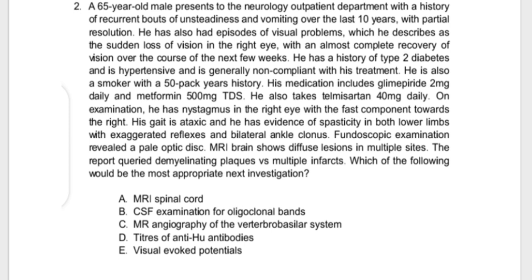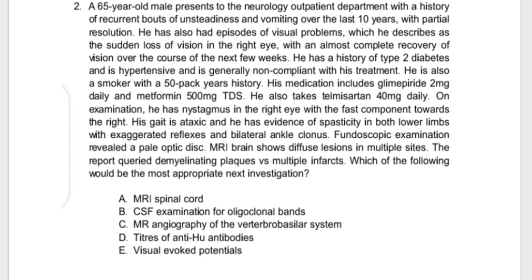He also takes telmisartan 40 mg daily. On examination, he has nystagmus in the right eye, with the fast component toward the right. His gait is ataxic and he has evidence of spasticity in both lower limbs with exaggerated reflexes and bilateral ankle clonus. Fundoscopic examination reveals a pale optic disc. MRI brain shows diffuse lesions in multiple sites.